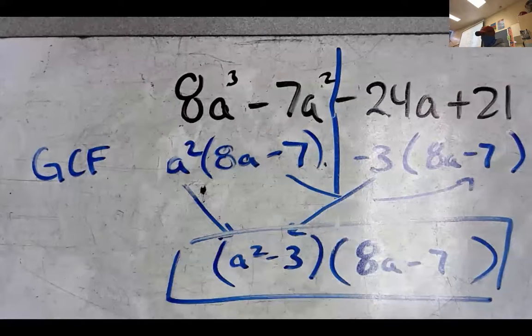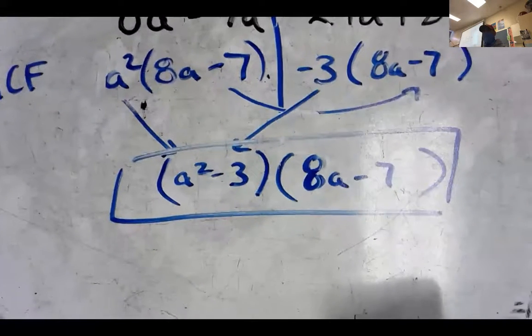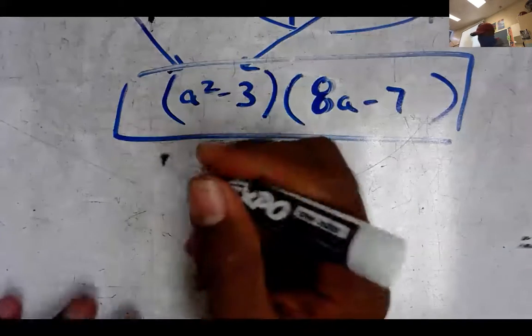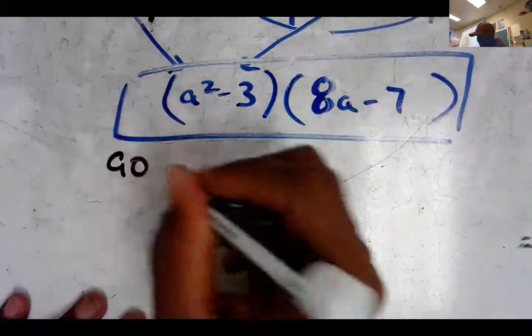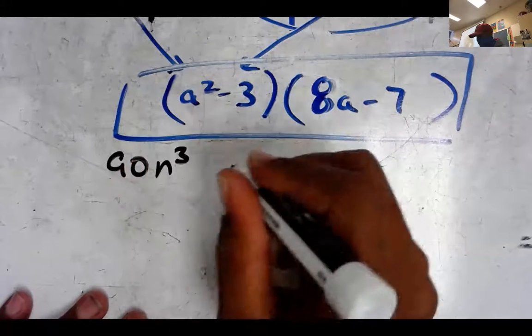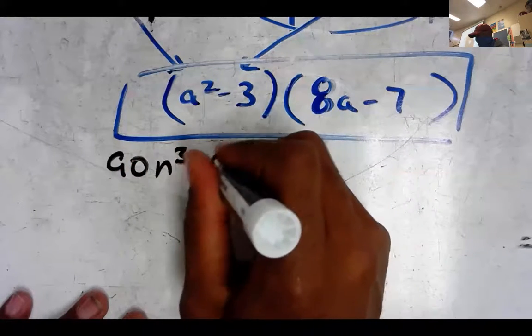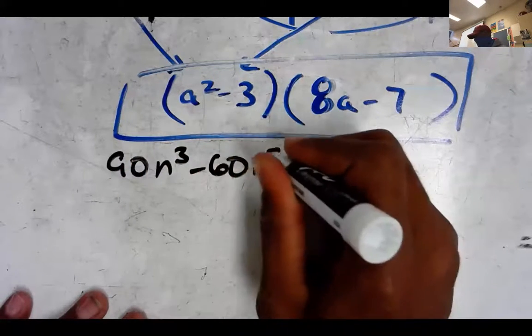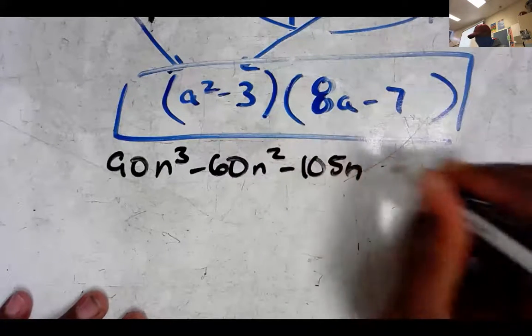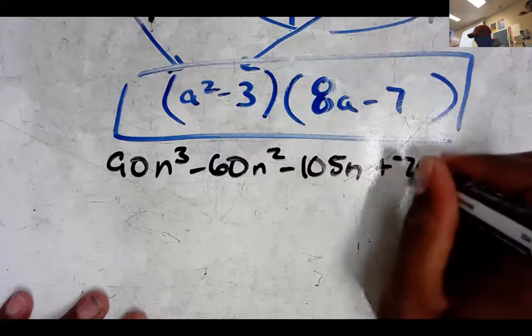All right, so now let's look at another example. Okay, so now let's say I got 90n cubed minus 60n squared minus 105n plus 70.